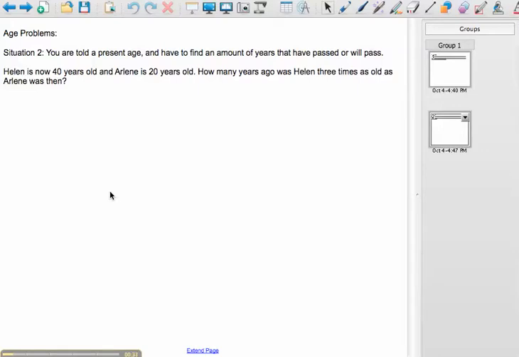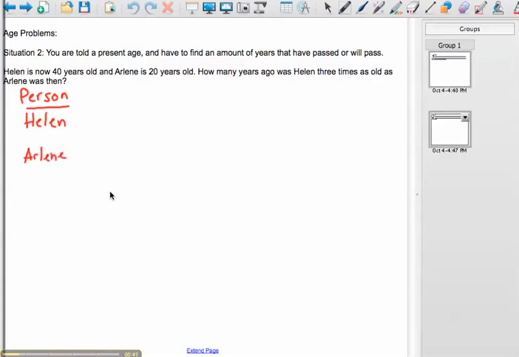So to make this easy on you, you make a table again. Have the section for the person. In this case, we have Helen, and we have Arlene. Then we make a column for the present age. Now it tells you, Helen is now 40, Arlene is now 20. But what we have to find is this past or future.